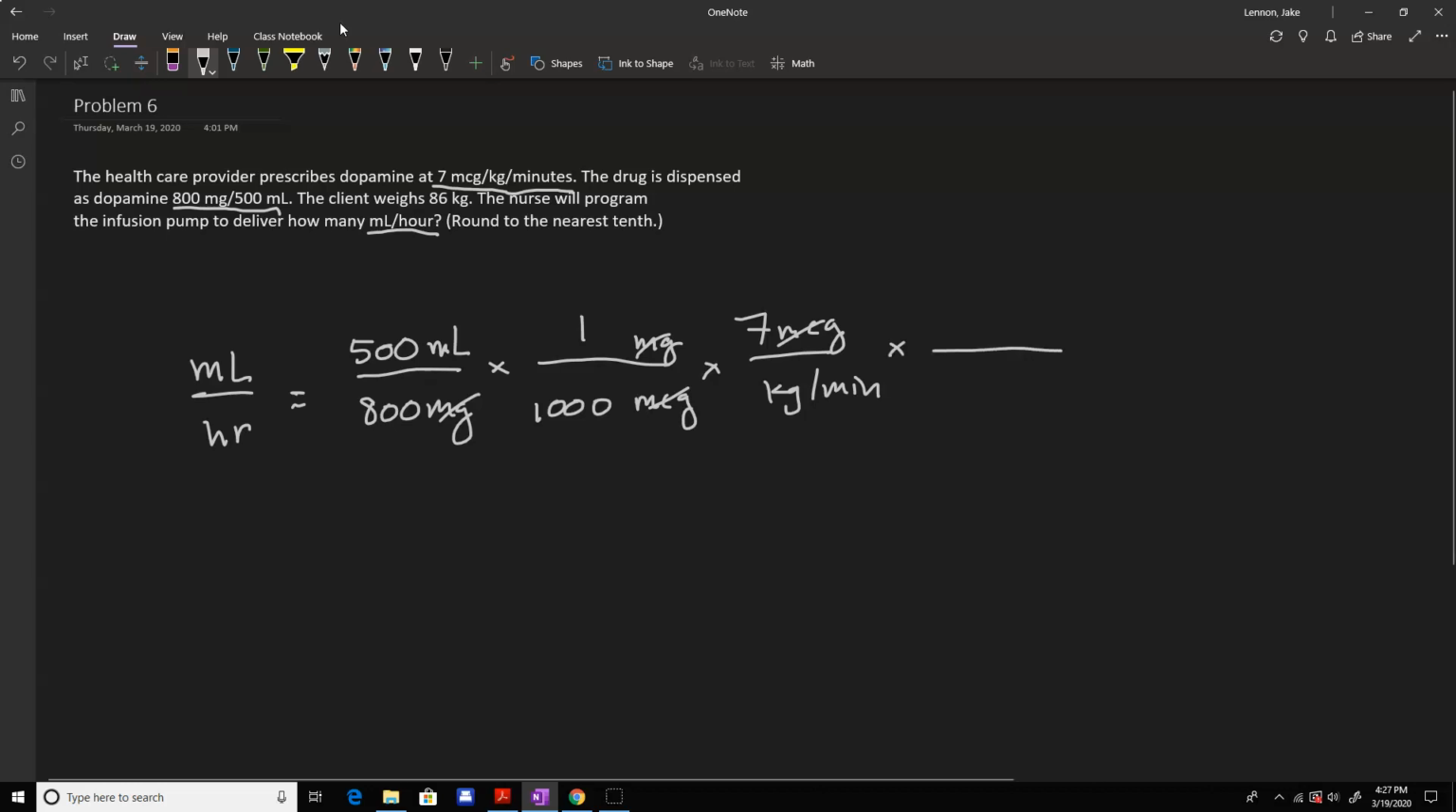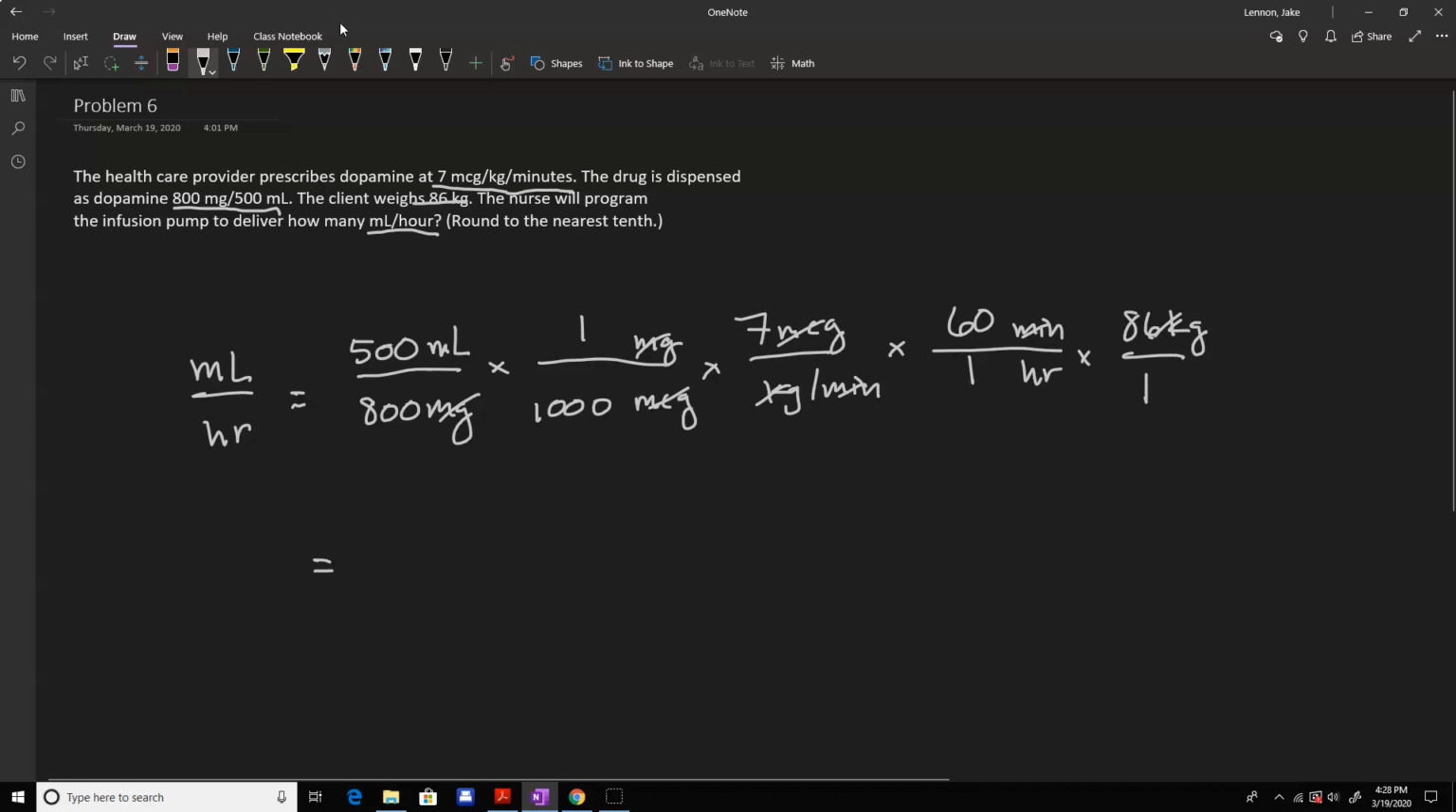So again, minutes needs to be on top and hours on bottom. So the minutes are gone. Again, there's 60 minutes in 1 hour. So now the only job left, we have milliliters on top as our only unit, kilograms and hours on the bottom. So we need to cancel kilogram. So we're looking for a patient weight, and we have that patient weight. The client weighs 86 kilograms. So 86 kilograms over the placeholder of 1. So the kilograms are now gone, and we can multiply on top.